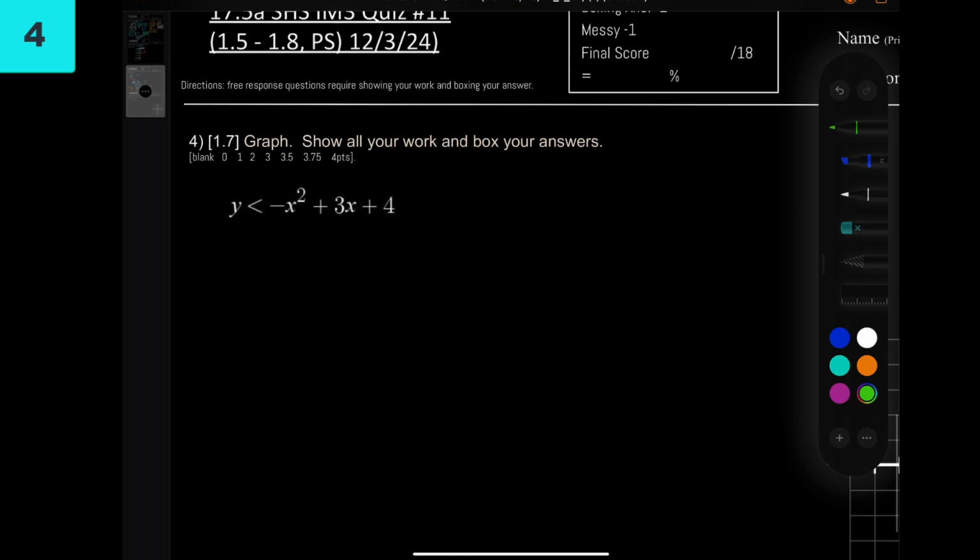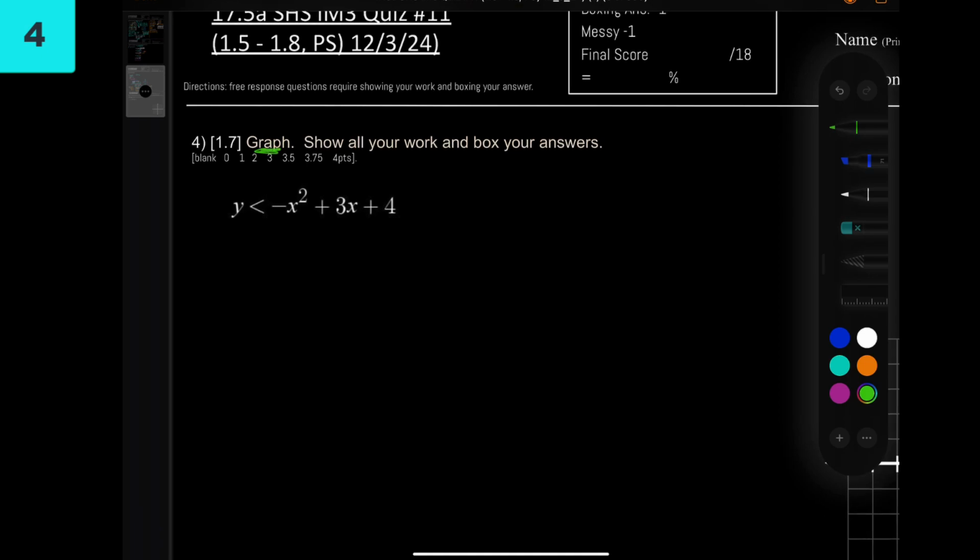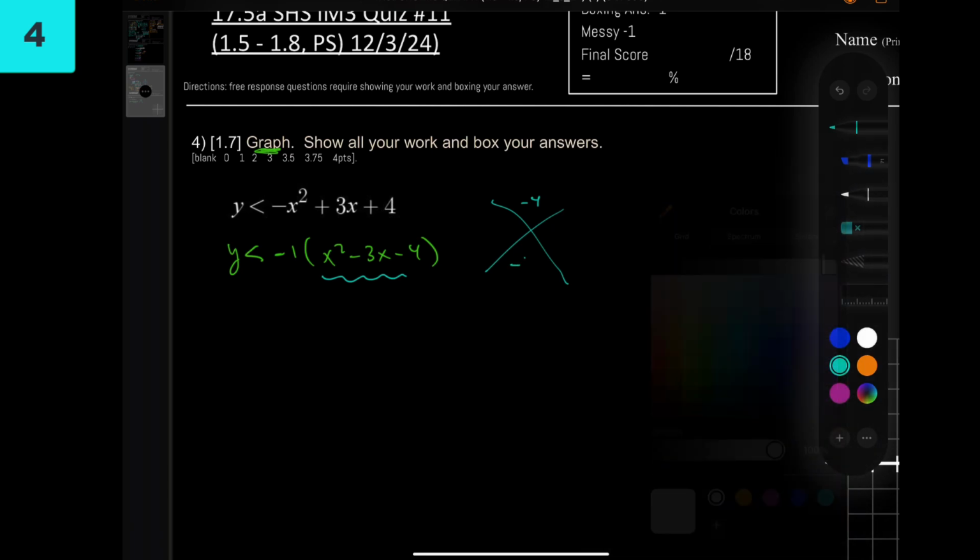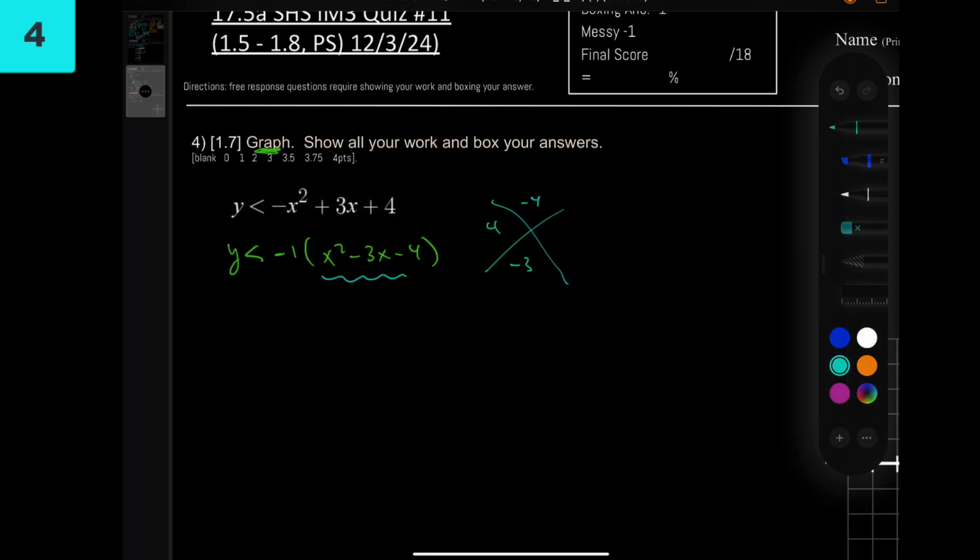Okay. And this one says just to graph. So, just like the last quiz, factor out a -1. I'm going to factor this. -4, -3. My two numbers are 4 and 1. So that becomes x minus 4, x plus 1. That stays the same. Okay, I'm going to solve. Set each of those equal to 0.